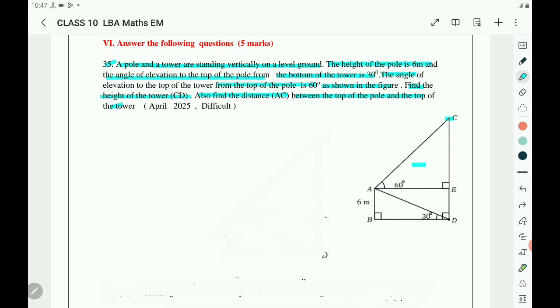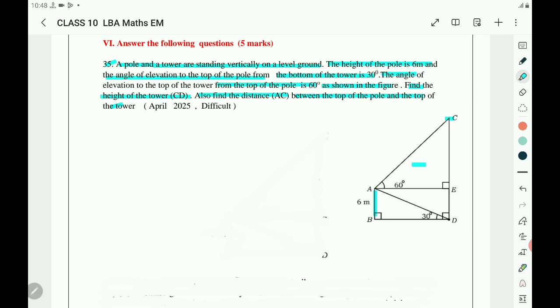How will you get AE? If you find BD, that becomes the measurement of AE. How will you get BD? We have to use the right angle triangle ABD. So in the first step, let us find out BD, that is the distance between the bottom of the pole and the tower. Then you write the name of the right angle triangle ABD.